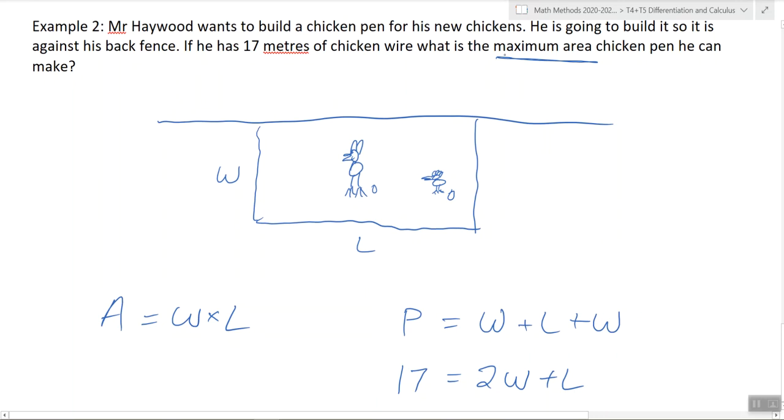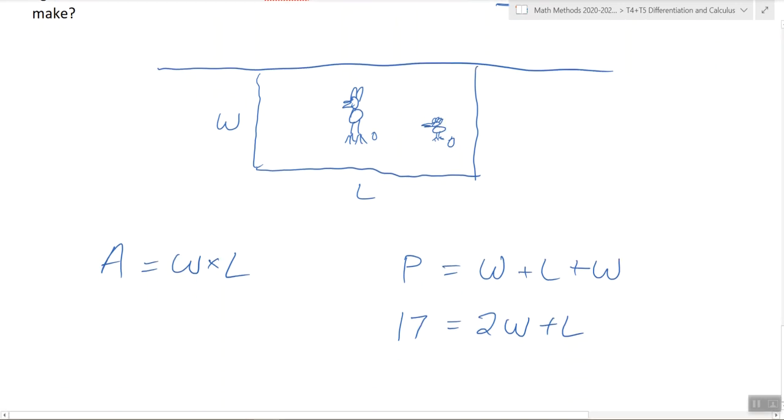Is there anything else we could do? Now, we've kind of established what we know. We've drawn a diagram. Because we know it's an optimization problem, we want to find that stationary point. But how? Any thoughts? Could you maybe make a graph? Oh, I don't know. Here's a tip. We want an equation that only has two variables. Or could you go length is equal to 17 minus 2 width?